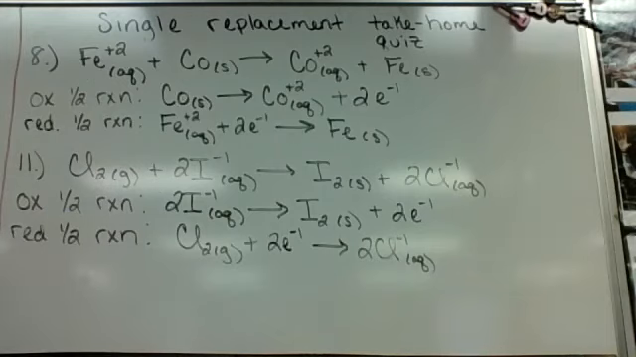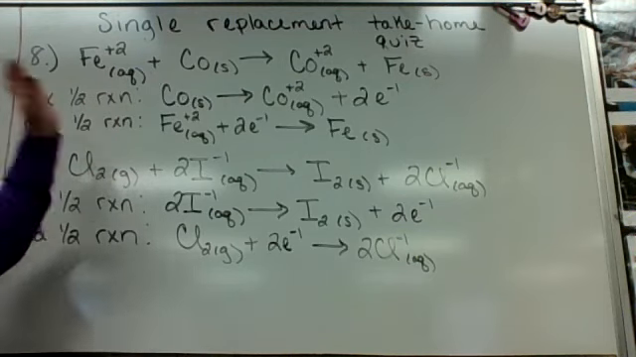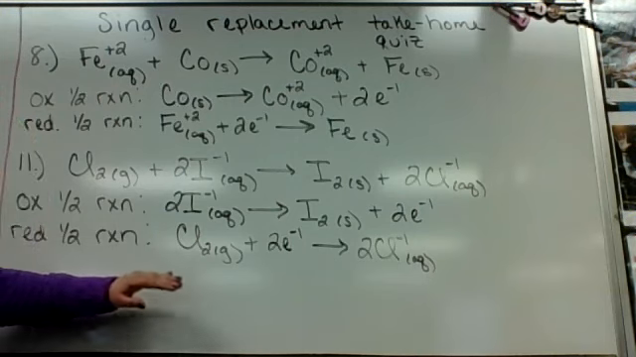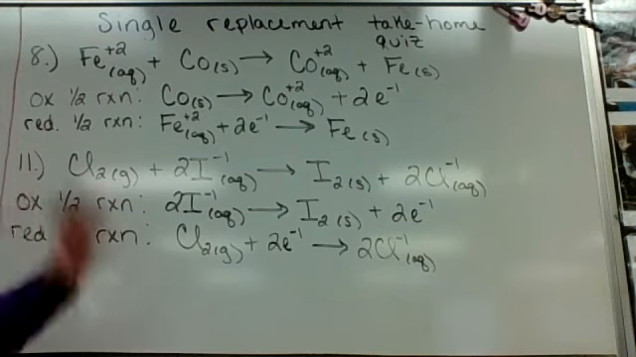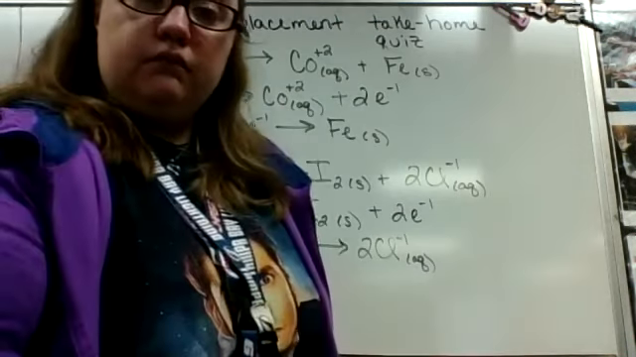Now, one thing to consider is that when you find the number of electrons in the oxidation, that has to match the number of electrons in the reduction. They always match the number of electrons. If they don't, you haven't taken into account the total charge. You have to take your coefficient and multiply by the charge to get total charge.